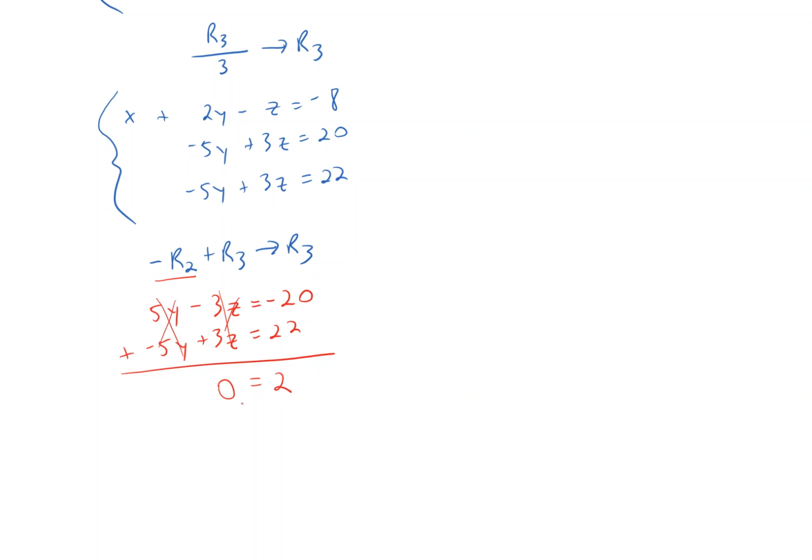This is a false statement. That means no matter what x, y, or z is, these three equations can't all be true. So this system has no solution. There is no ordered triple that makes it true. And it's what we call an inconsistent system. A system that doesn't have a solution is called inconsistent.